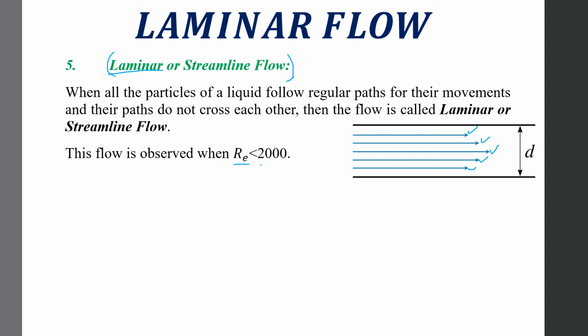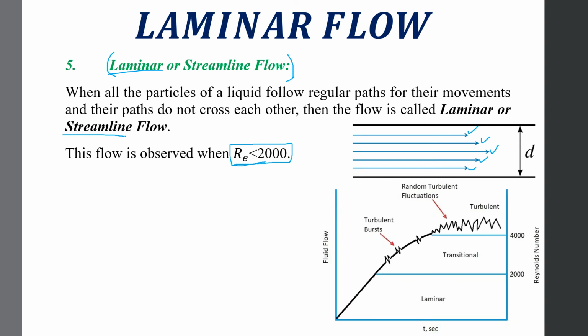Reynolds number. If the Reynolds number for any flow and any channel is less than approximately 2000, then the flow will be streamline or laminar flow. So what is the Reynolds number? Reynolds number is simply the ratio of inertial forces to frictional forces, those related to kinematic viscosity or dynamic viscosity.